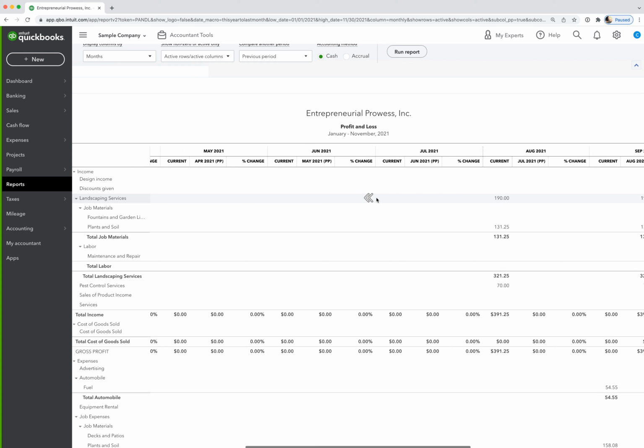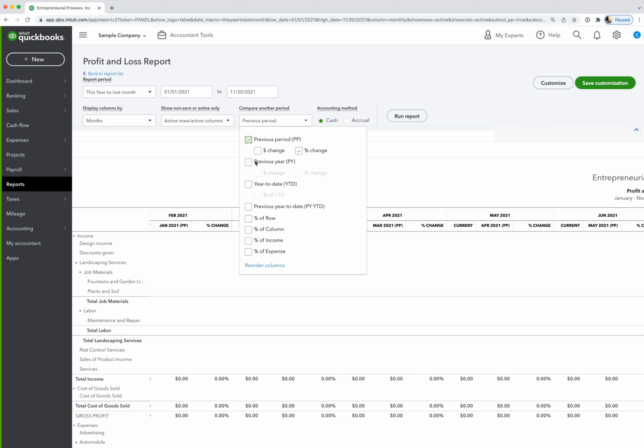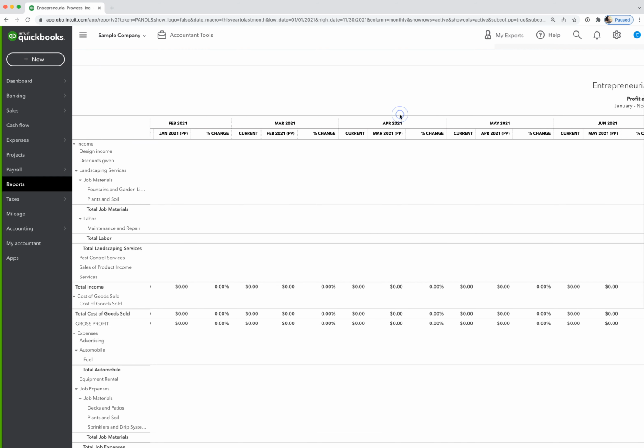The other variation that I like to run, so let's go back up to this compare another period drop down, is the previous year report. What that is going to do is compare to the same period, but in the prior year. So if you're looking at January 2021, it will also pull in January 2020. So you can see how you've changed in comparison to the prior year, which can give you some helpful data as well. So plugged this in, let's hit Run Report.